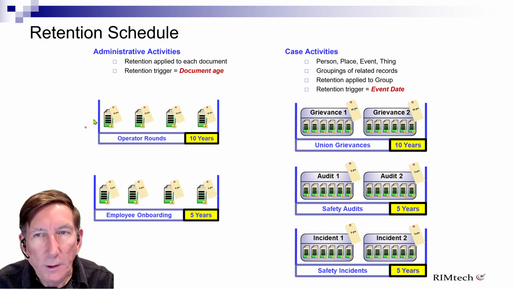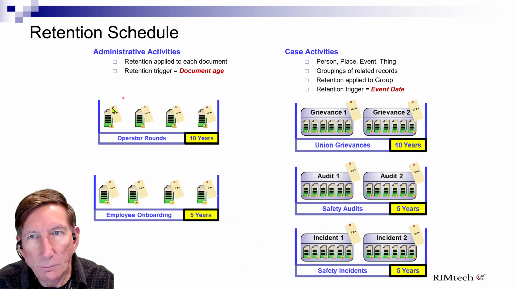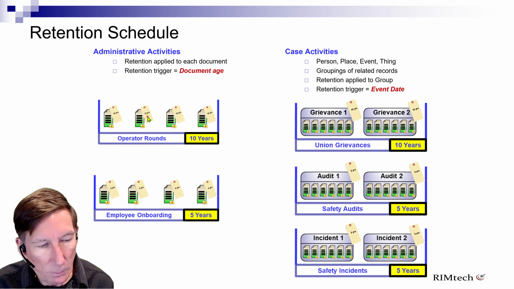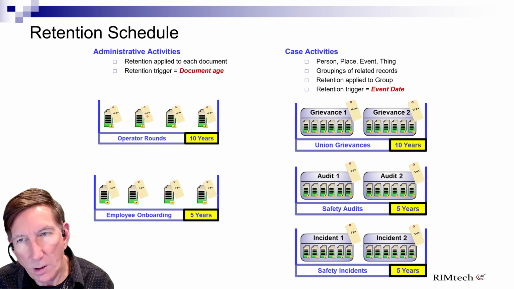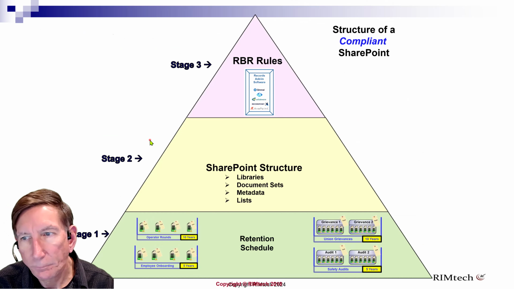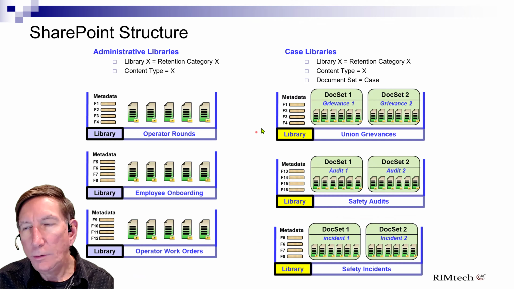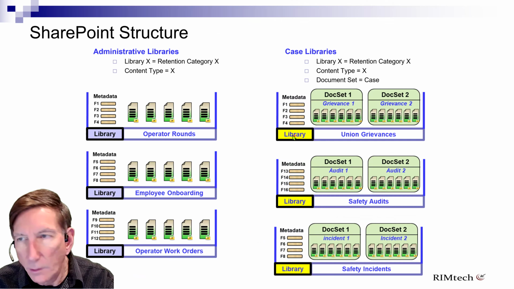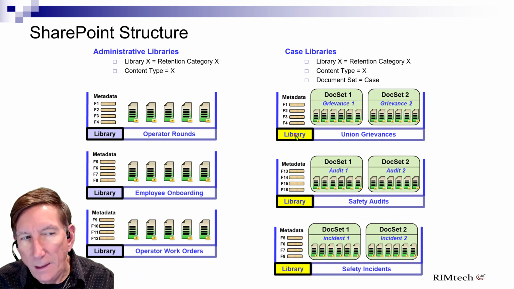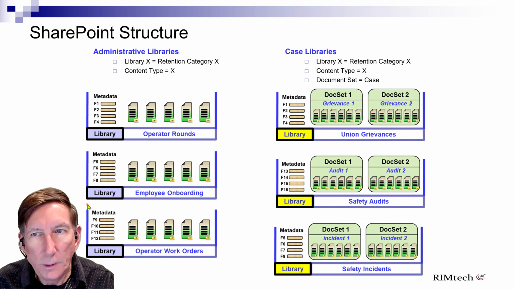Meanwhile, 320 of them are not divided into cases, and the retention rule is applied directly to each document. So you have a conveyor belt with documents moving along and tipping off the edge when they reach their retention period. So that's the first layer, retention schedule. Let's move it up to the second layer. Now we're going to turn those categories into libraries. 800 libraries, 480 on the right, 320 on the left.